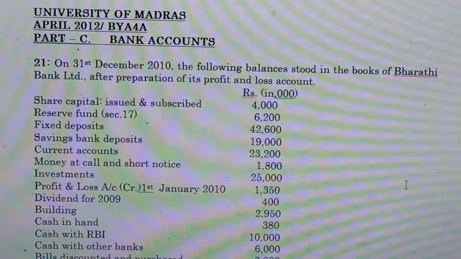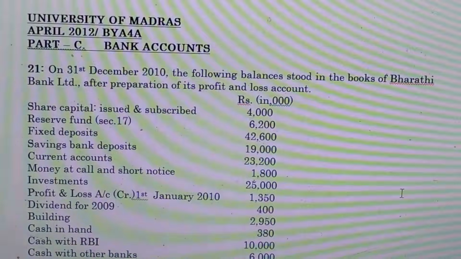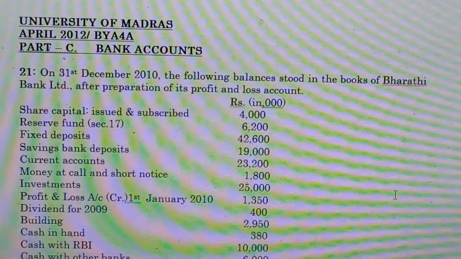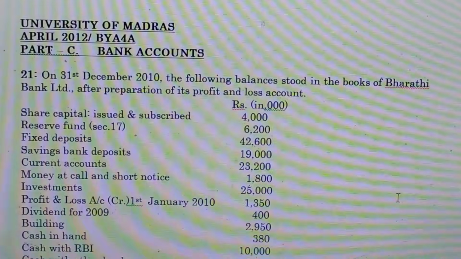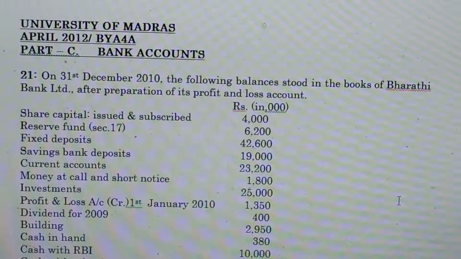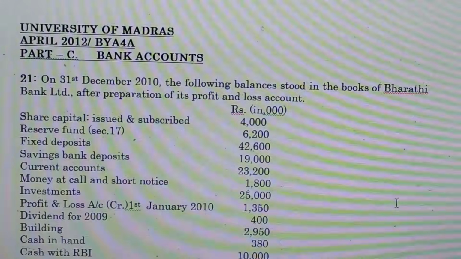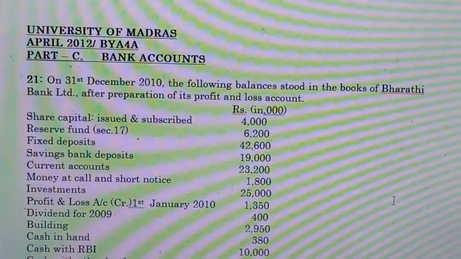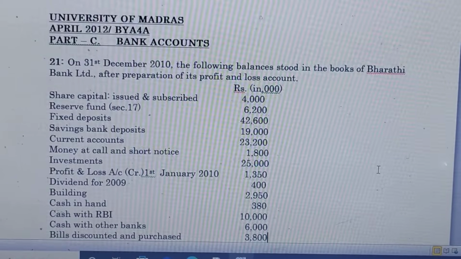Hello everyone, we are going to discuss the previous year questions of corporate accounting. Two from University of Madras, April 2012, Part C. This question is from bank accounts. Let me read the question.